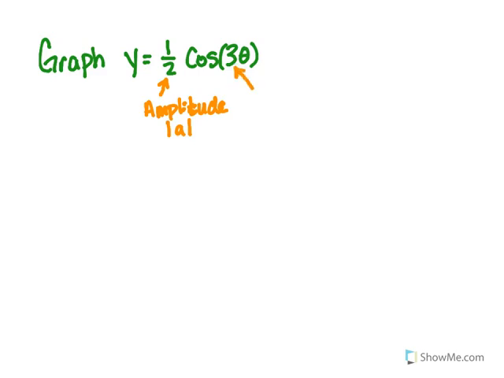This 3 is what we're going to use to find the period. And the period is the equation 2 pi over the absolute value of b. In this case, b is 3, so we're just going to have 2 pi over 3. If we had a negative 3 there, we would still use positive 3, and our period would still be 2 pi over 3.